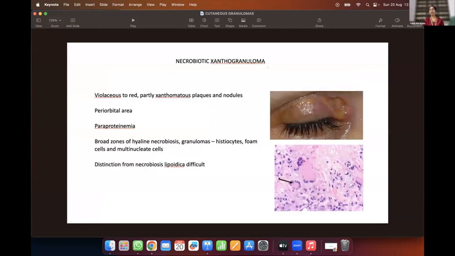Now in necrobiotic xanthogranuloma, we see classical plaques and nodules in the periorbital area. So the patient can also present with paraproteinemia. As Dr. Meera said, pale, glassy hyaline necrosis is what we see here, hyaline necrobiosis, along with granuloma formation, which is composed of histiocytes and foamy cells. You can see a lot of foamy cells, along with multinucleate giant cells. But at times, the distinction from necrobiosis lipoidica becomes difficult. We need a proper clinical correlation.